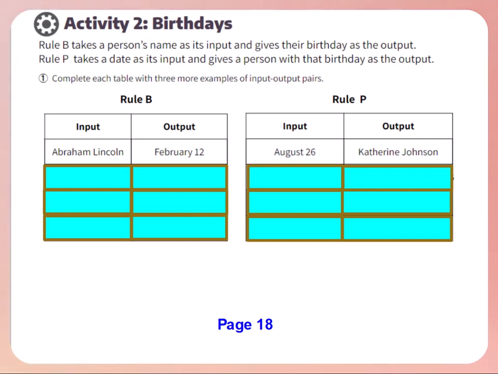If I have a rule, we don't always have a function or the graph of a function. So let's reason this out. All right, rule B takes a person's name. So they gave you Abraham Lincoln, and his birthday is the output. So the input is X, the output is Y, input is name, and output is birthday.